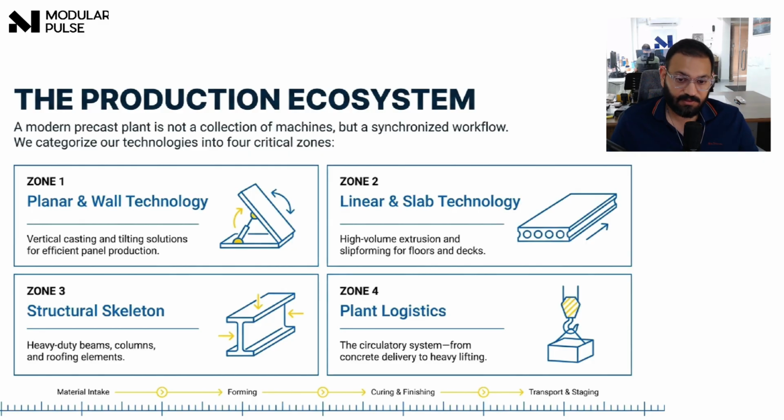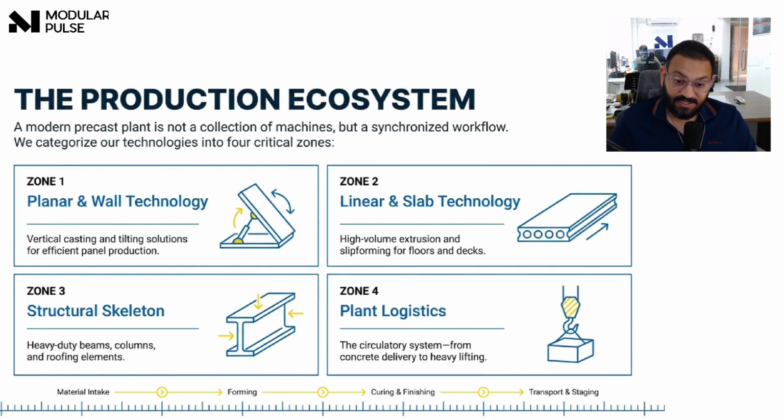Zone 1, planar or wall technology. This zone is where wall panels and vertical elements are produced. These are large surface elements, so accuracy, finish, and lifting safety are critical. Zone 2 is linear and slab technology. This zone focuses on slabs and long elements. Here production is continuous, fast, and volume driven.